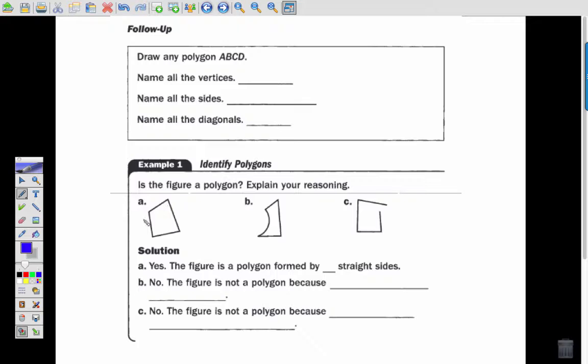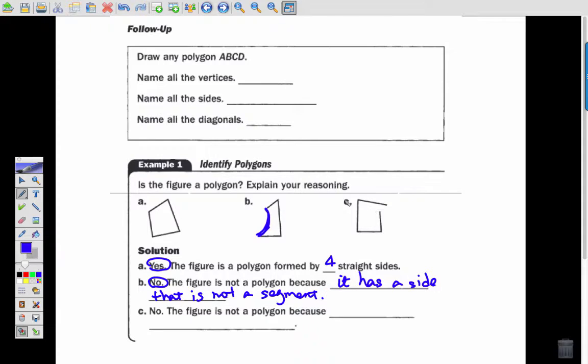In the first one, is this figure a polygon? And our answer is yes. It's a polygon formed by four straight sides, right? Notice for the second one, the answer is no, and the reason for that is that it has a side that's not a segment. In other words, this side, this curved line, is not a segment, it's a curved line. So the answer is it has a side that is not a segment.